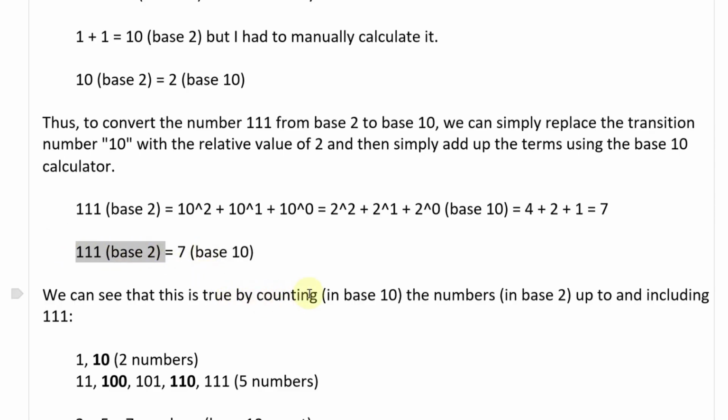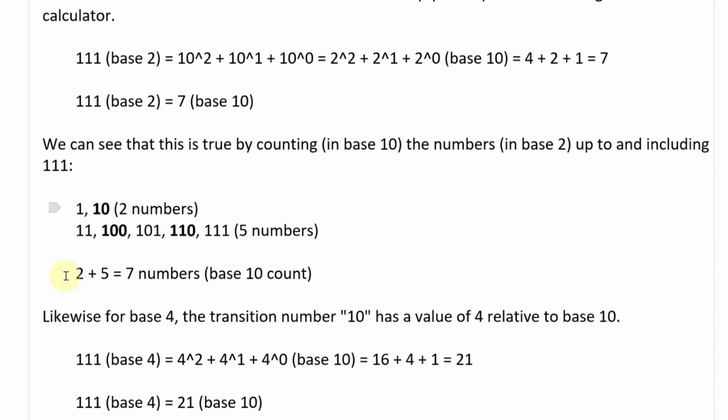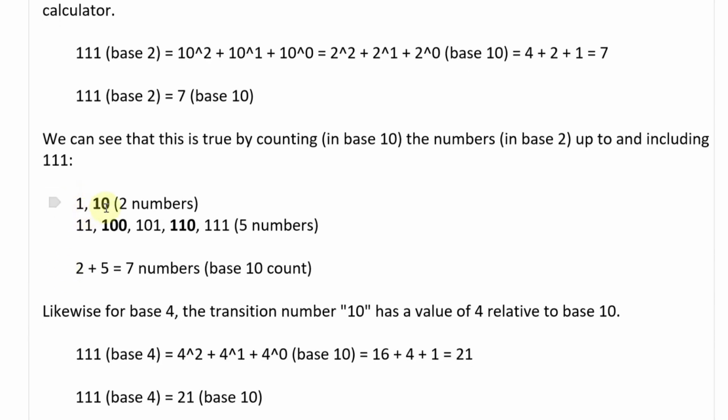We can see that this is true by counting in base 10 the numbers in base 2 up to and including 111. So we have 1 and then 10, that's 2 numbers. Then the next one after that is 11, and then we maxed out these 2 digits, we needed another digit, so 100, then 101, 110, and all of a sudden we get this 111 number. And these are 5 numbers. So there's 2 numbers on top, and 5 numbers. So 2 plus 5 is 7 numbers, which is the base 10 count. So 111 is equal to 7 in base 10.